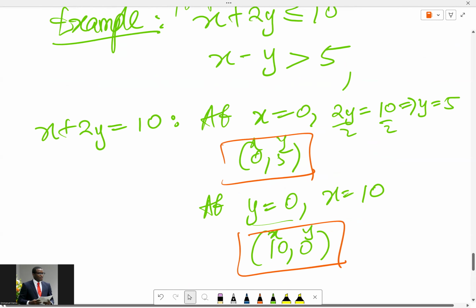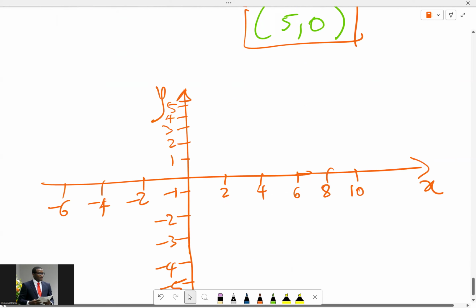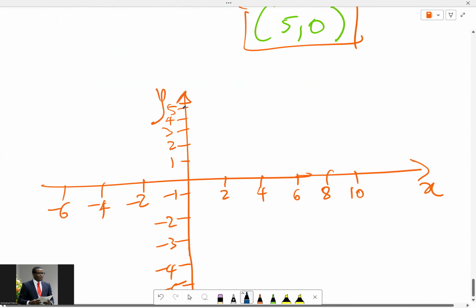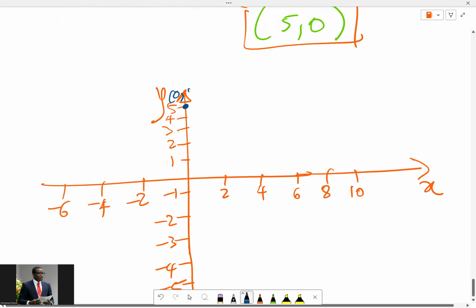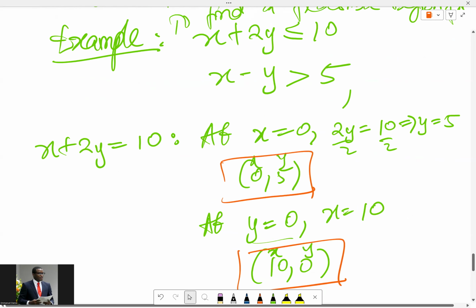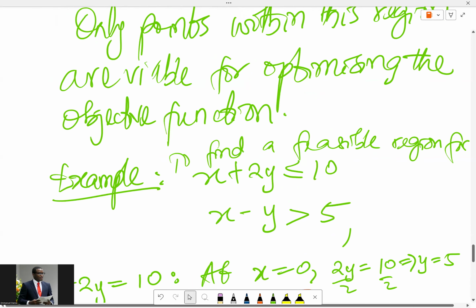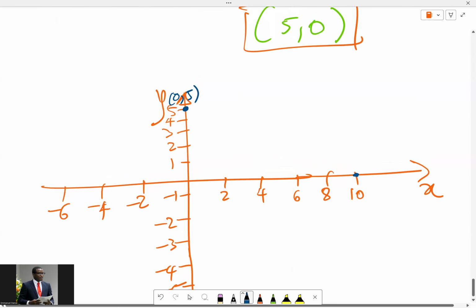So for the first one, when x is 0, y is 5. When x is 0, so x is 0 along the y-axis, y is 5. That is this point 0, 5 up here. Then the other one, when y is 0, x is 10. So when y is 0 along the x-axis, this is 10, 0. Okay, so you can now join the points together.